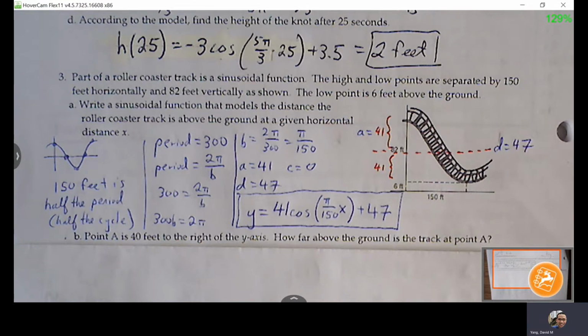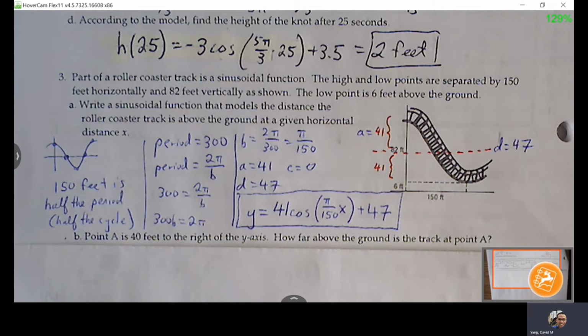Okay, how do we find 47? We're trying to figure out the middle height of the roller coaster. We know it's going to be at least 41, but the bottom of the roller coaster is 6 feet off the ground. So it's going to be 6 plus 41. So the middle of the track is going to be 47 feet above ground.